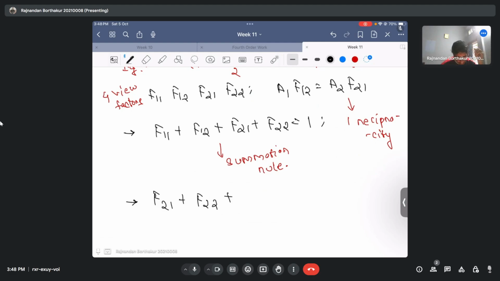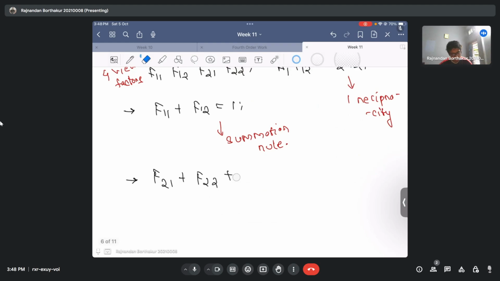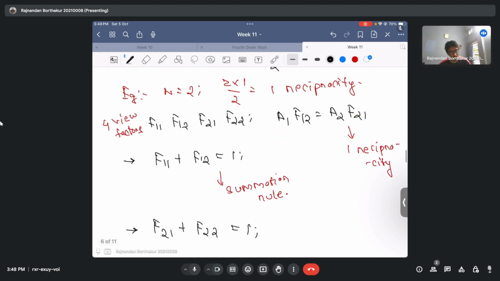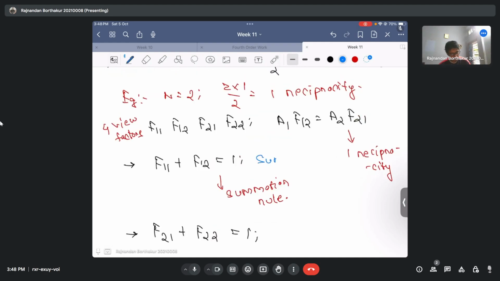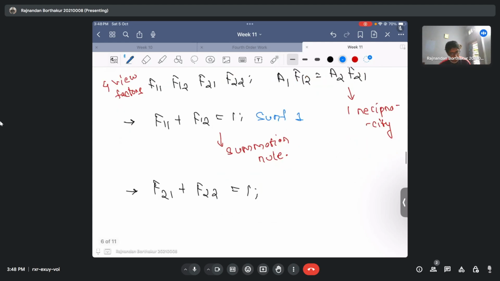Did I make a mistake here? So f11, sorry, I wrote it. Sorry for the confusion. This is f11 plus f12 equal to 1. This is for surface 1, and I have f21 plus f22 equal to 1, and this is for surface 2.